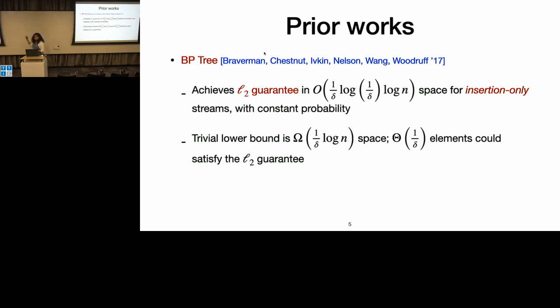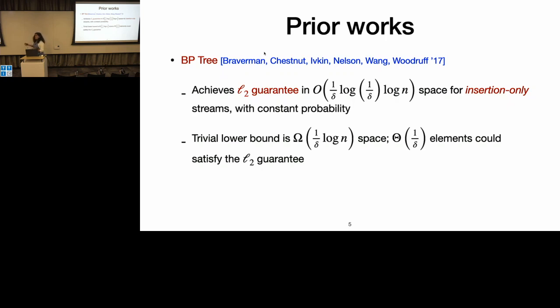So outputting the element is all the space they need, even to run the entire algorithm. Now, this is true if delta is constant: they achieve optimal space. But if delta is not constant, there is a gap between the upper and lower bound. So the lower bound is just that.